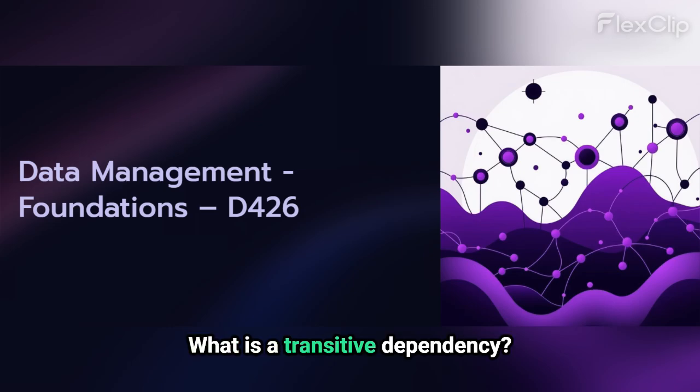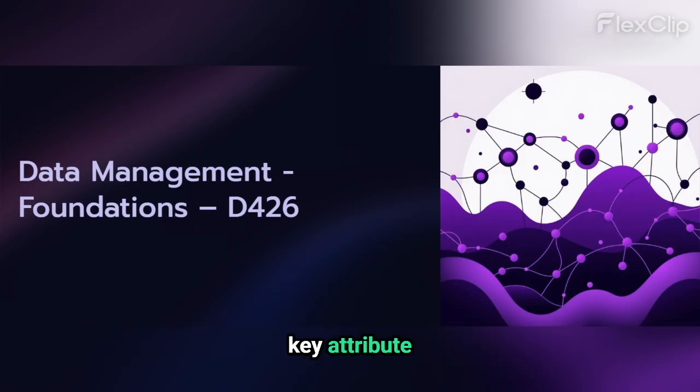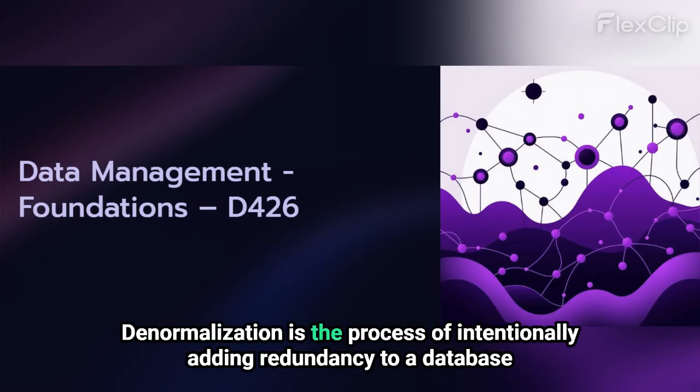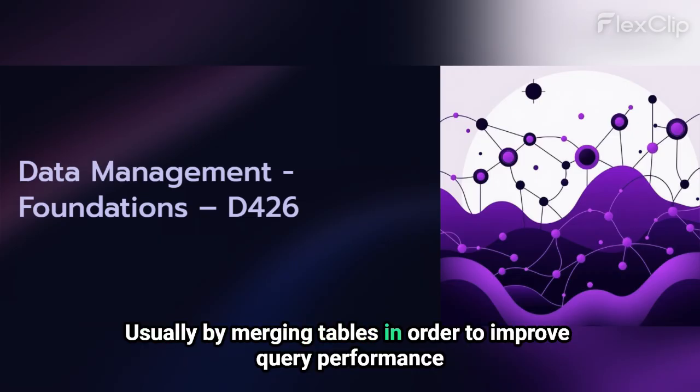What is a transitive dependency? A transitive dependency is an indirect dependency where a non-key attribute depends on another non-key attribute. This violates the third normal form. What is denormalization? Denormalization is the process of intentionally adding redundancy to a database, usually by merging tables, in order to improve query performance.